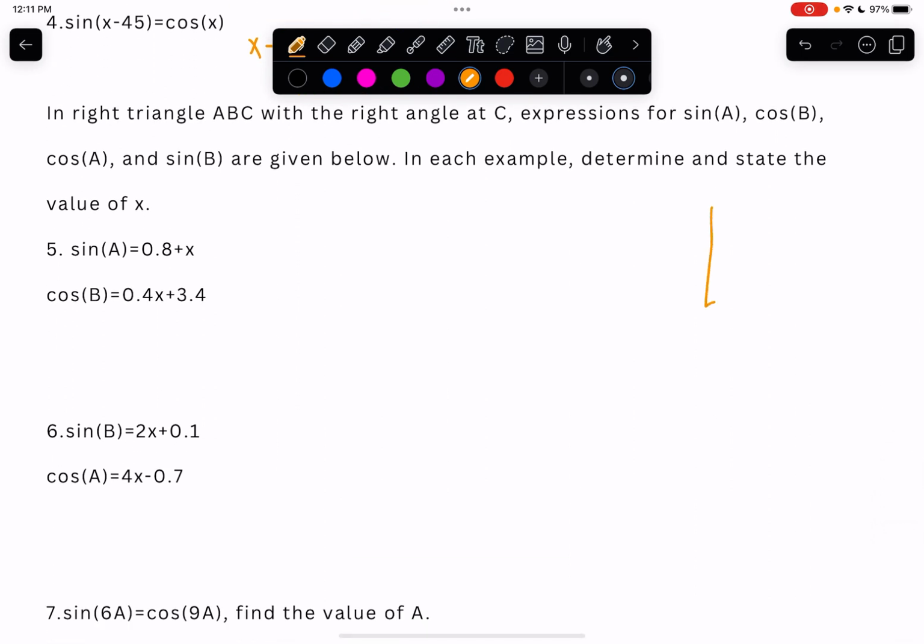In right triangle ABC, with the right angle at C, expressions for sine A, cosine B, cosine A, sine B are given below. In each example, determine and state the value of x, right? So these are two different angles, and we're looking at sine and cosine. So we know that these have to be equal by the theorem that we're doing. So 0.8 plus x equals 0.4x plus 3.4.